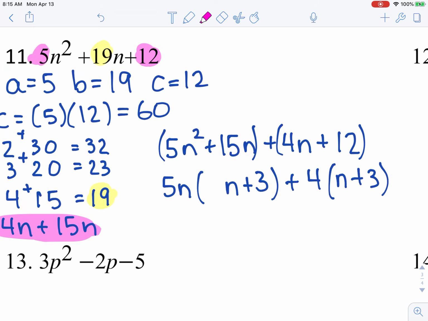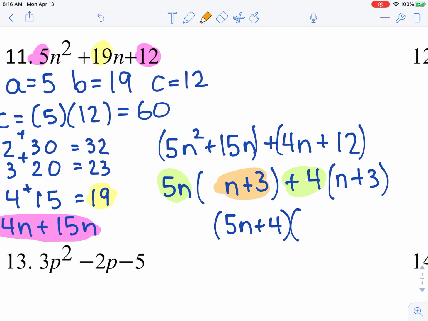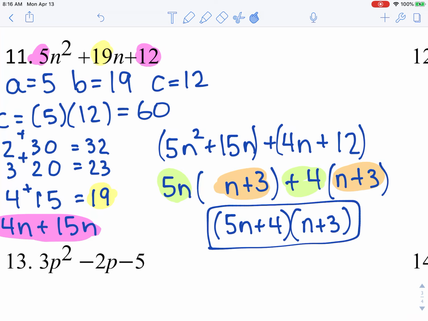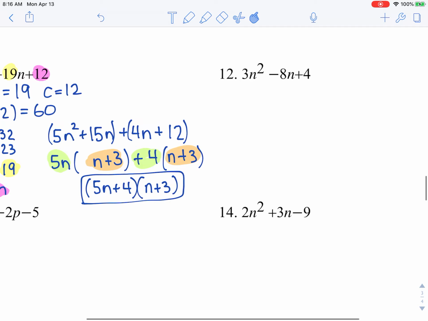Then I take the 5n plus 4. And if you take notice, there's a common factor of n plus 3. And that is my answer. And maybe you don't like that method. That's fine. You don't have to do it that way. Whichever works for you.